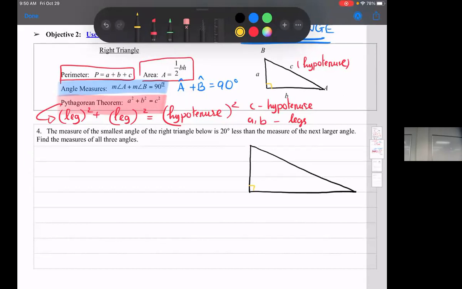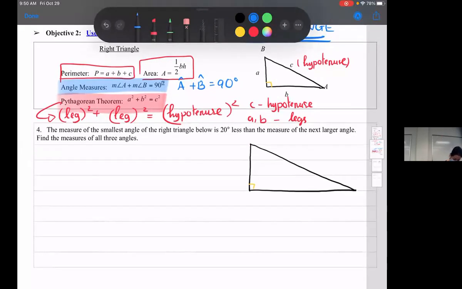Remember the lowercase represent the length of the sides, and the uppercase represent the angles. When you draw a right triangle, please have that little corner label for me. Okay, that little yellow thing that indicate that's 90 degrees. And I believe they call this one B, and this one is A. This one is B.